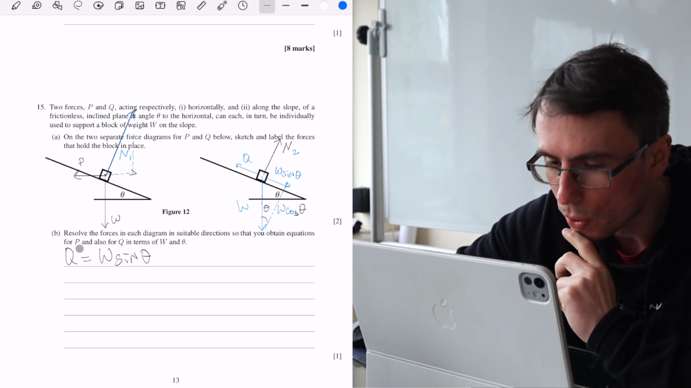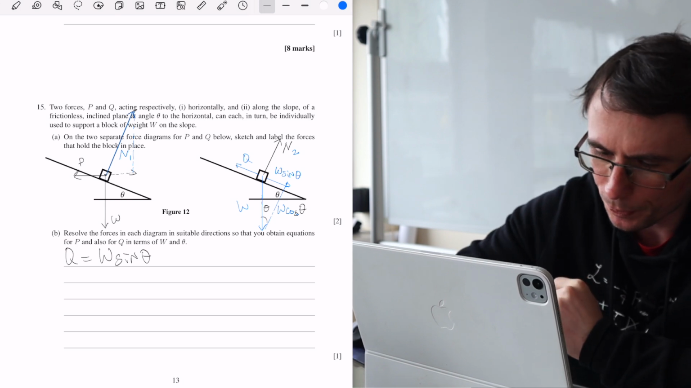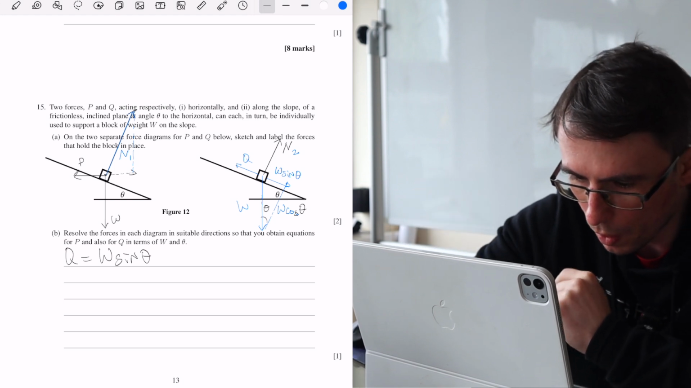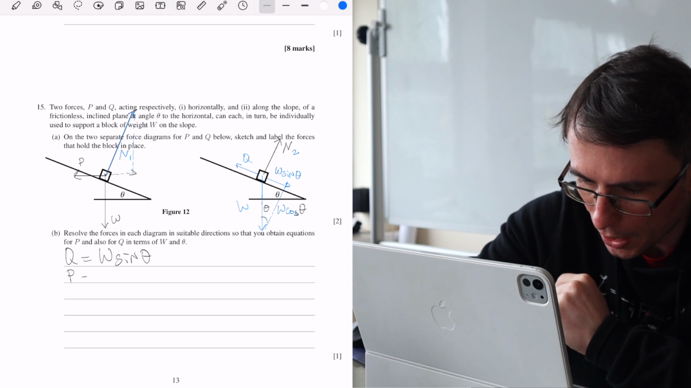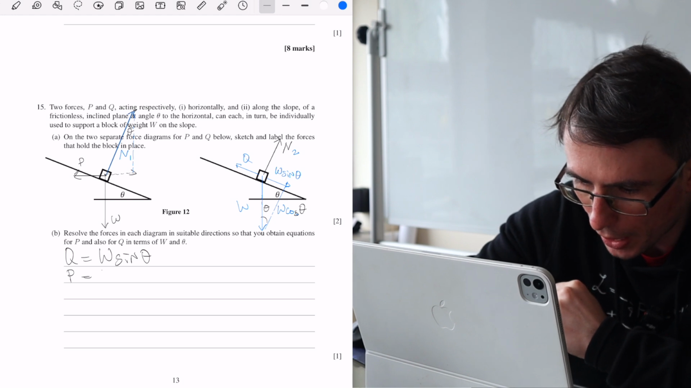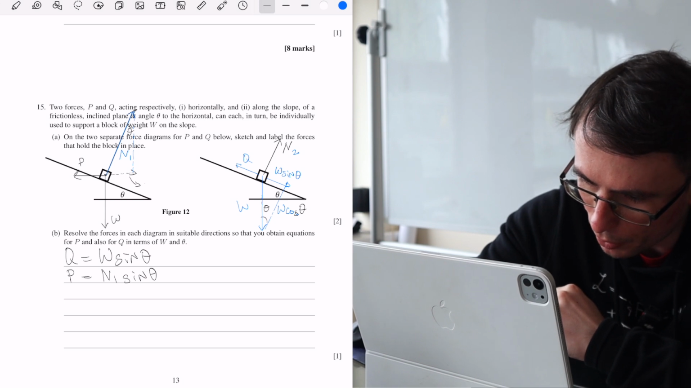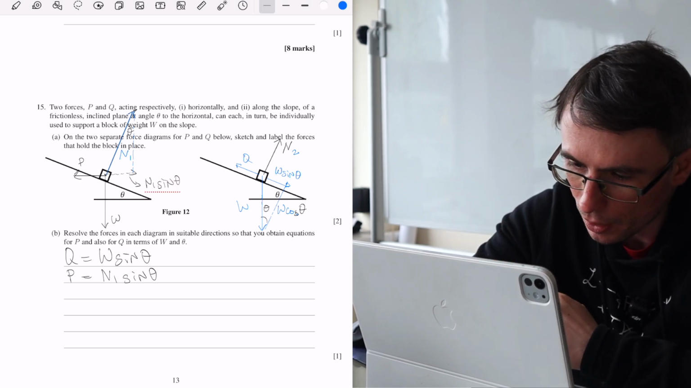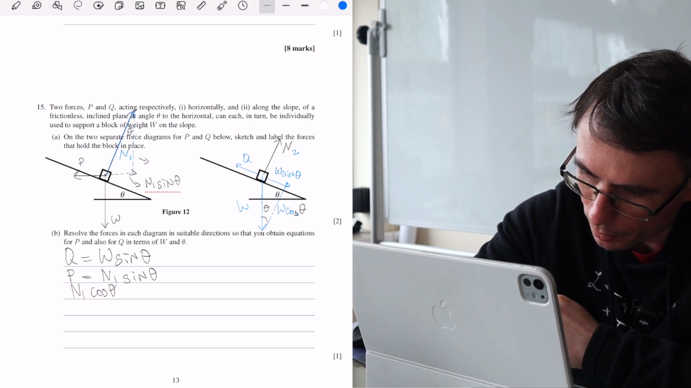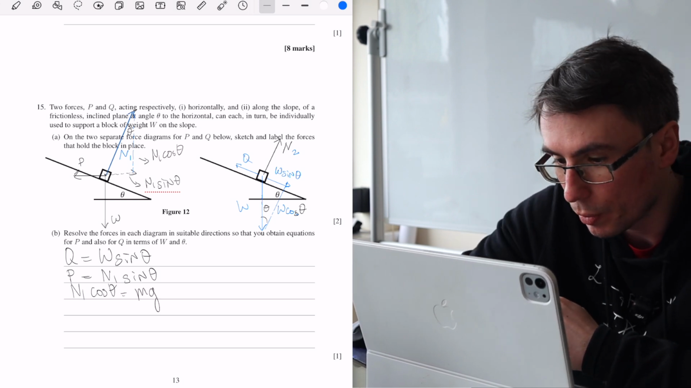For the first part of the question, we need to figure out P in terms of the weight. Well, we know that if this here is N1, then P has to be equal to N1, because this angle here will also be theta, times sine of theta, which is this component. Now we know that the other component, which is N1 cosine of theta, that's the vertical component, has to be equal to mg, which is the weight.